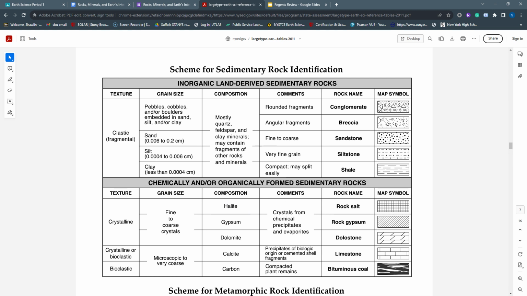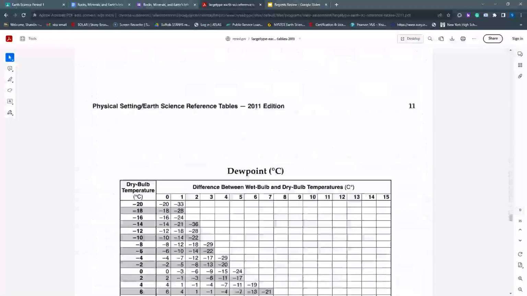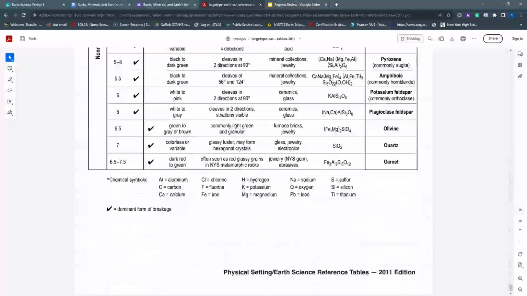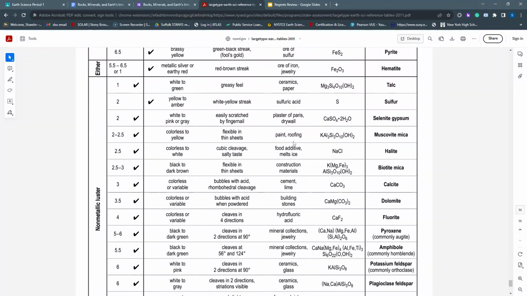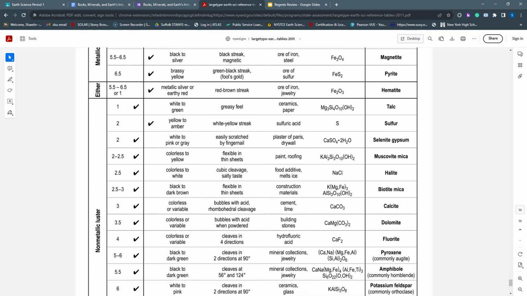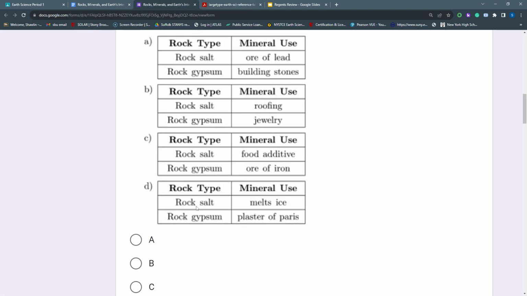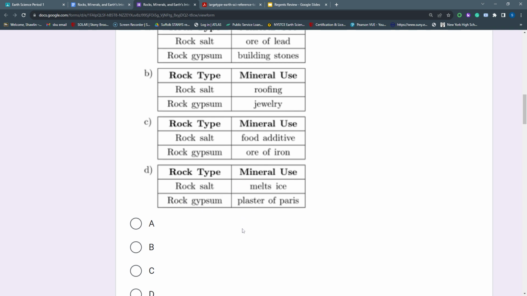Now that I know these minerals, and if I want to find their uses, as before, I go all the way to my mineral chart, which is on page 16. Halite is a food additive or it melts ice, and selenite gypsum or just gypsum is plaster of Paris or drywall. That's why the correct answer is D. Rock salt melts ice, halite, rock gypsum, plaster of Paris.